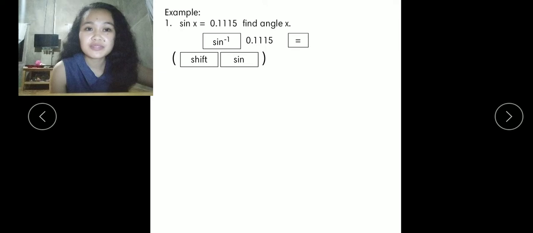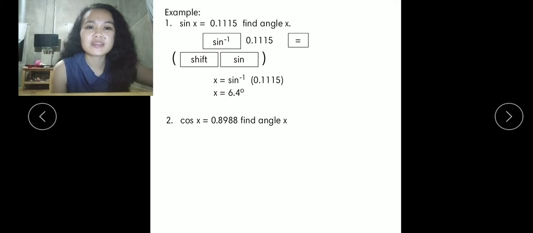Just click Shift, Sine. Open parentheses, put the ratio 0.115, then close parentheses. That will yield x equal to 6.4 degrees. So the measure of angle x is 6.4 degrees.